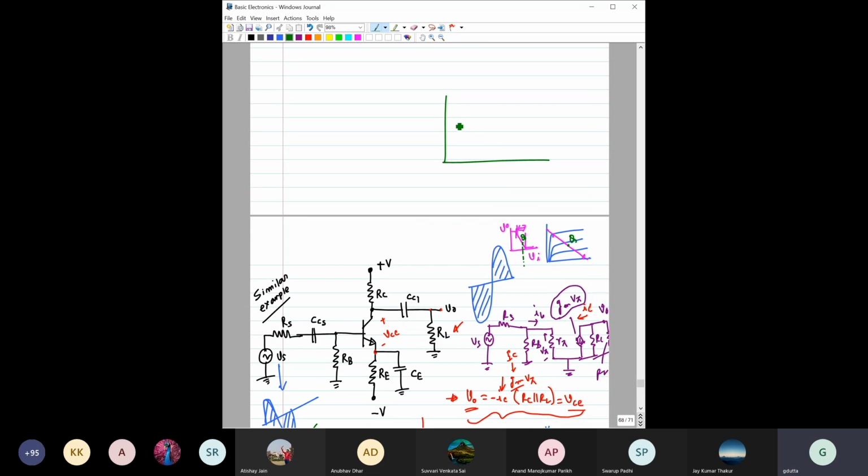Otherwise, what might happen? Say if you have chosen the Q point somewhere, suppose here, right? And then if you have a signal like this, right? Then you see up to this region we are in the active region. So this region output would be amplified, right? Similarly, for this region, we are still in the active region. So this region would be amplified. This region, we are in the cutoff. So this region would be clipped, right? So that way the output would not be symmetrical, if this Q point is here, right?